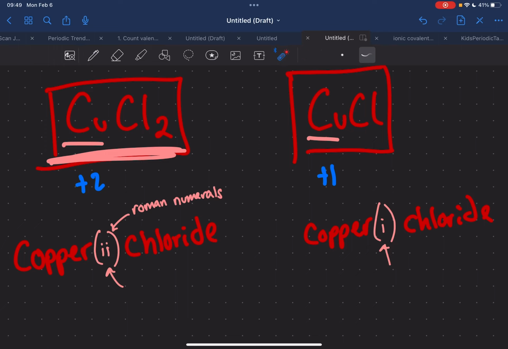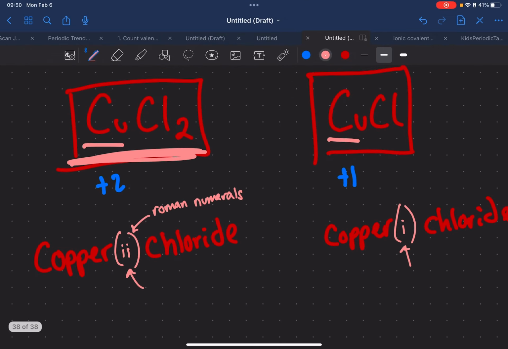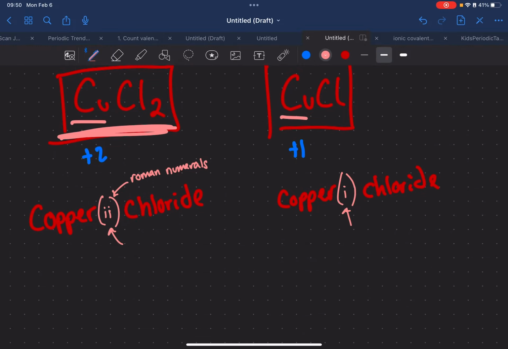Now, a common thing to think is that this 2 represents the number of chlorides that we have here. That's totally understandable. I could see why you'd want to say that. But actually, it represents the charge on our copper ion. And it's not always going to work out that those happen to be the same number. So you do need to learn this.